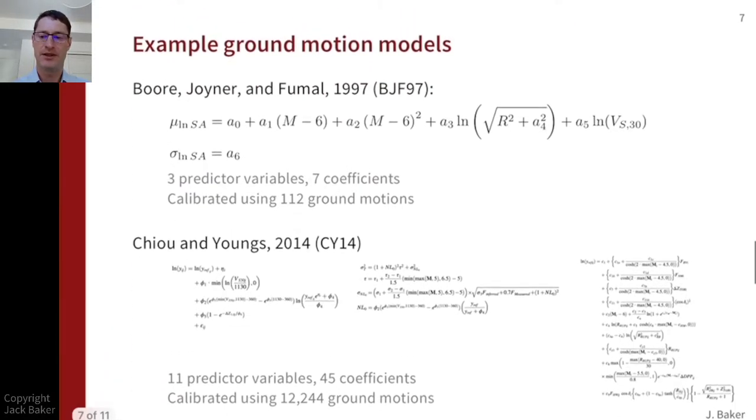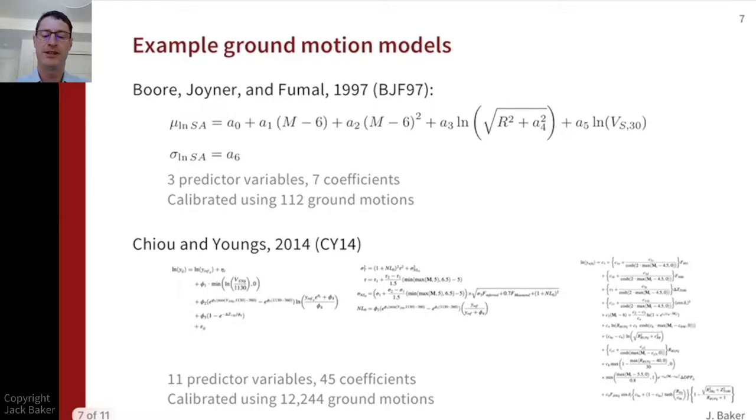Let's contrast that with a newer model. So here's a model by Chiou and Youngs in 2014 at the bottom of the slide for comparison. And so you can see there's still a log y term. So this is the mean of the log of spectral acceleration. It's got a y ref term, which is further filled in over here with this long equation. And then we have a standard deviation term. So this is the squared standard deviation of log SA. And it also has a much more complicated functional form.